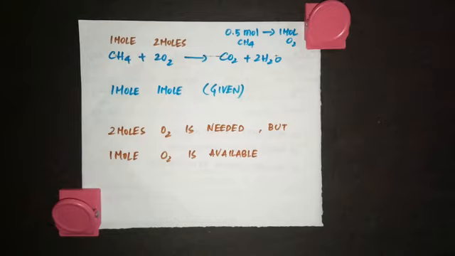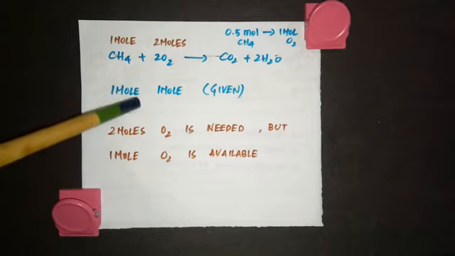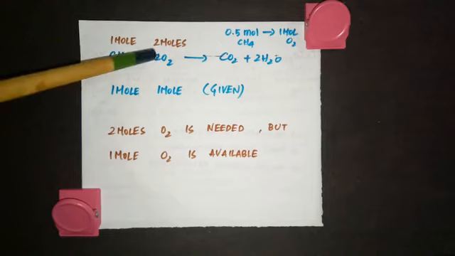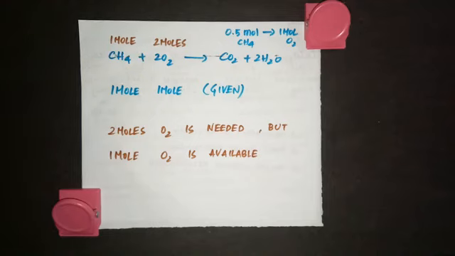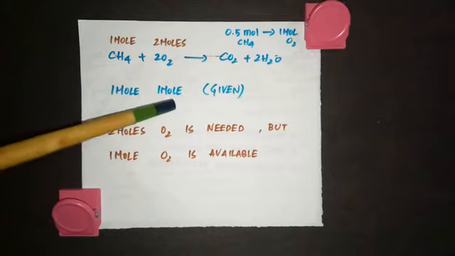2 moles of oxygen. But I am giving you a reaction mixture, say for instance, in that reaction mixture, I am telling you it has 1 mole of methane and 1 mole of oxygen. But according to the equation, how many moles of oxygen do I need? 2 moles of oxygen. But the reaction mixture that I am giving you has only 1 mole.